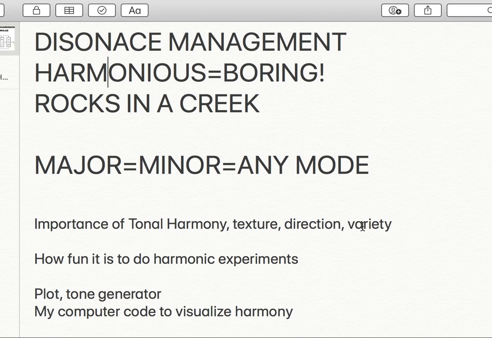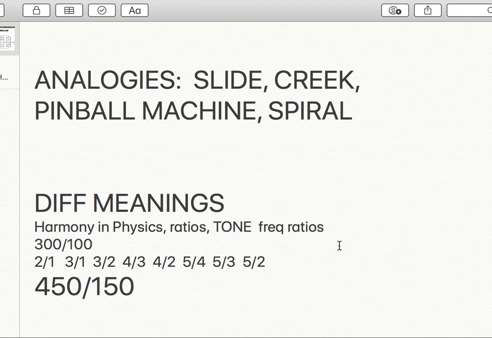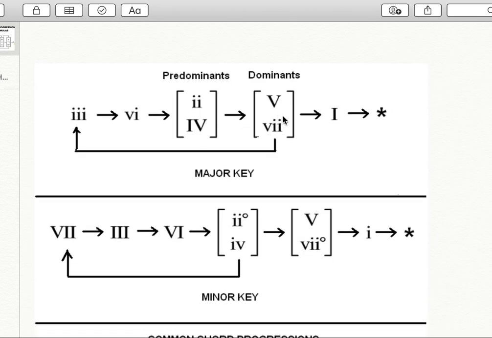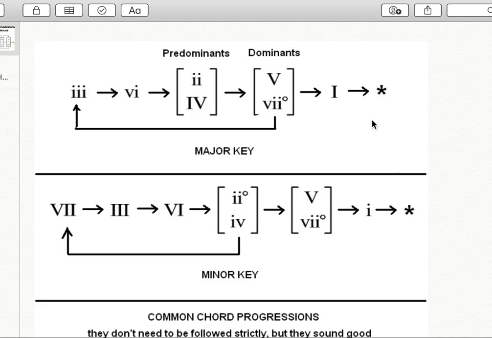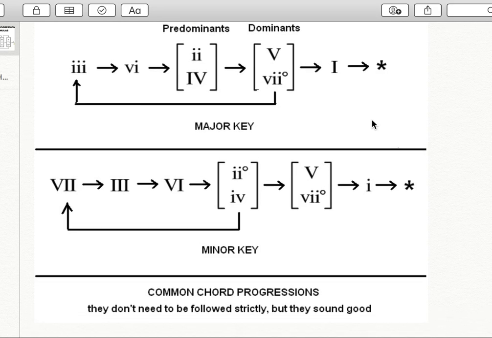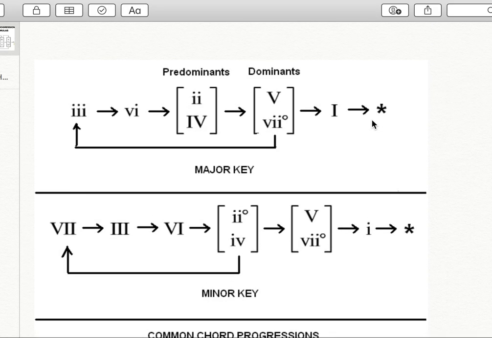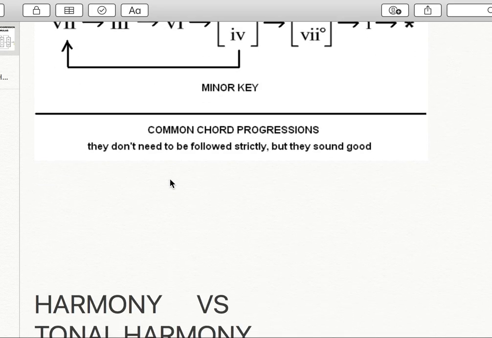So tonal harmony is the management of dissonance, how you go into dissonant intervals and how you resolve them and come back home. And in fact, you want the dissonance. Dissonance is the spice, it's the little salt, it's the little herbs that you use. And the past 1,000 years of Western music has been a whole history of adding more and more spice and moving away from harmonious sound to more and more dissonant sounds.